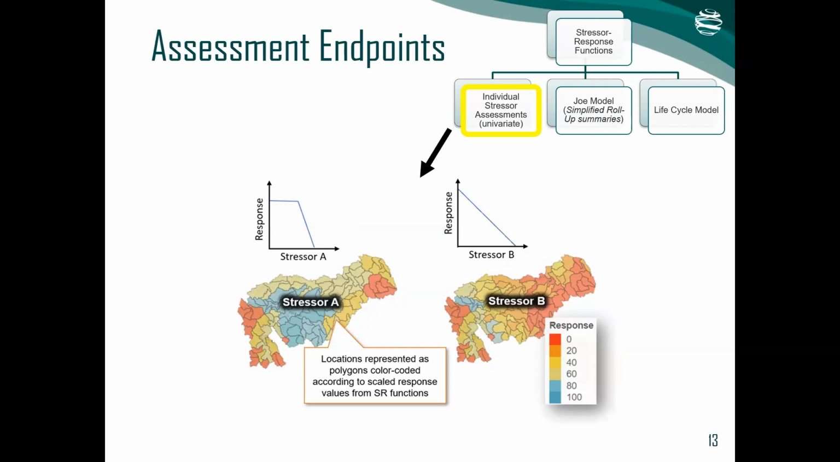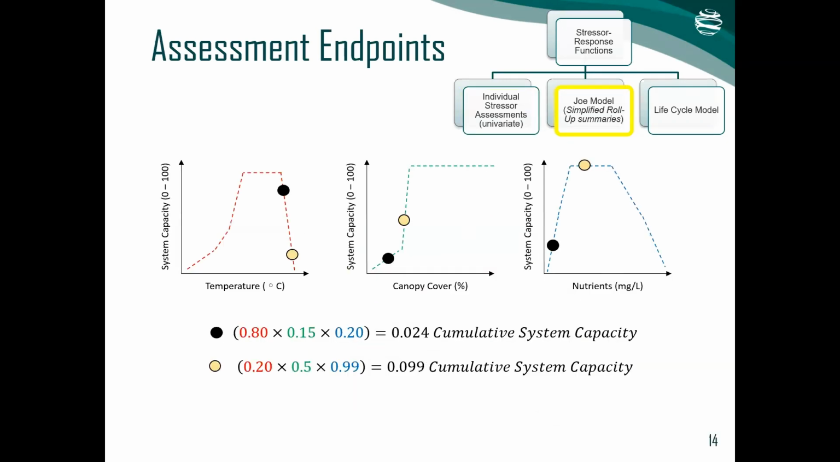So the individual stressor plots can be used just to look at the distribution of stressors across the landscape. The Joe model, we'll go into a little bit more detail behind this later, but it's just a very simple cumulative effect roll-up score. So it's just taking the product of the response relationships for each stressor.